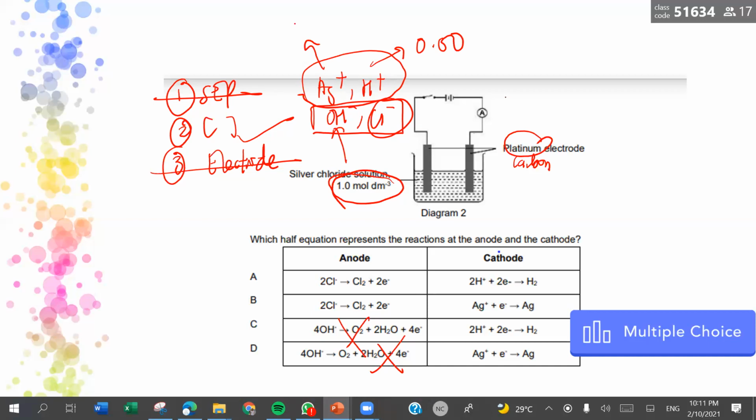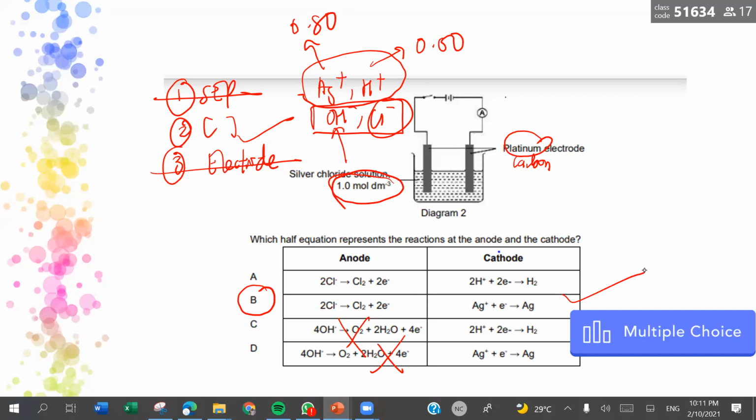0.80. Very good, 0.80. Cathode, I always take more positive. So all of you who did B, yes, your answer is correct. This is how they trick you in exam. So you got to be very, very careful. Okay? Do you understand what teacher just taught you here?